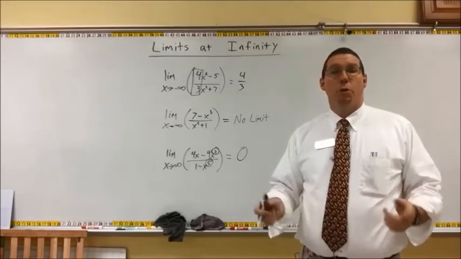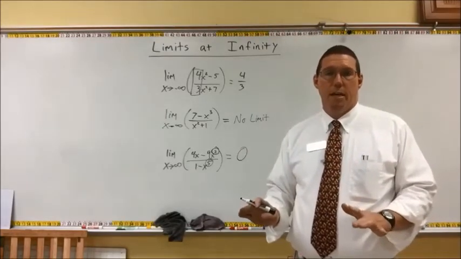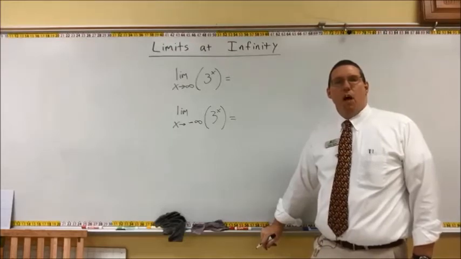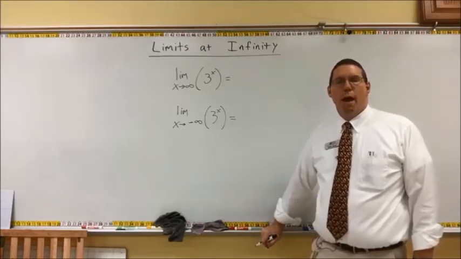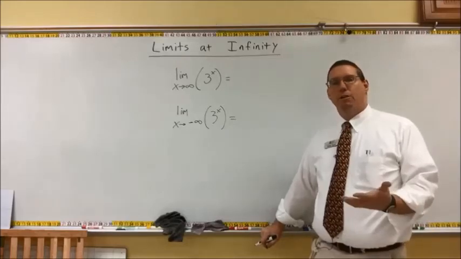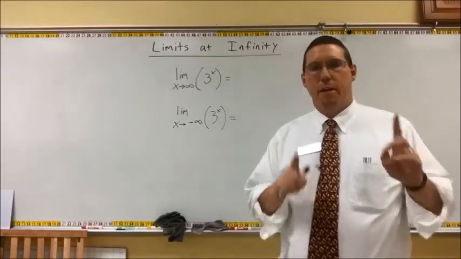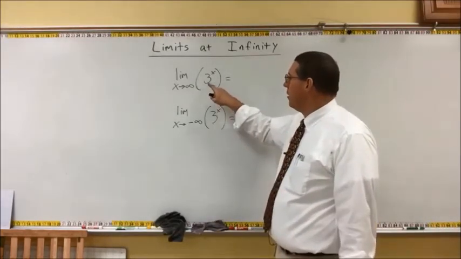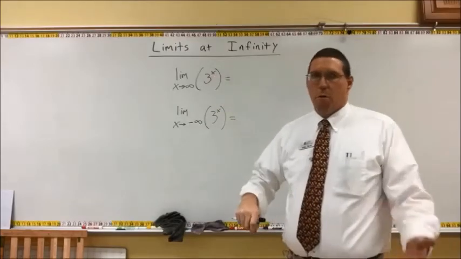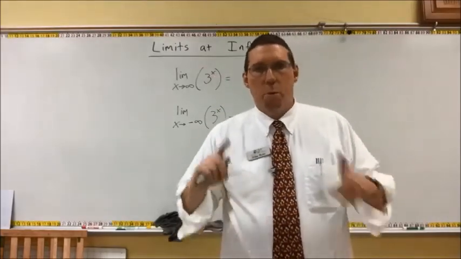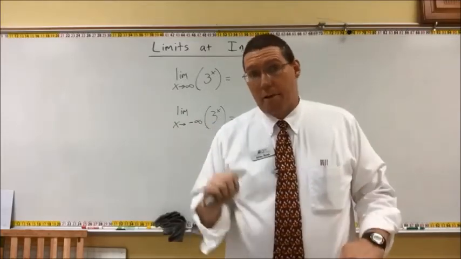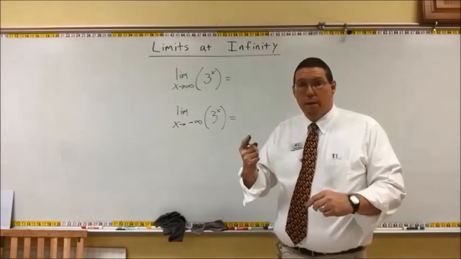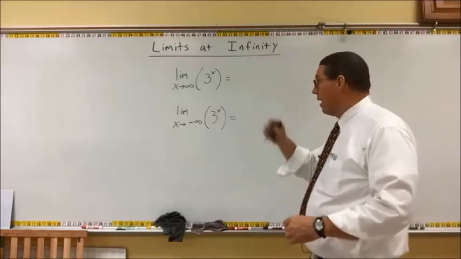Okay? Now I'm going to show you one more special kind of limit at infinity, and then that's going to be everything. Anytime you're dealing with a limit at infinity that involves an exponential function, you have to remember that exponential functions behave differently at positive infinity than they behave at negative infinity. So if you have an exponential function like 3 to the x power, or 4 to the x power, or 2 to the x power, or 1.5 to the x power, or e to the x power, any constant value to a variable power, then that is an exponential function.